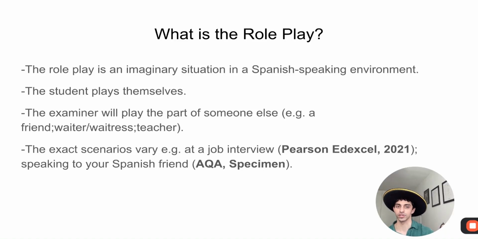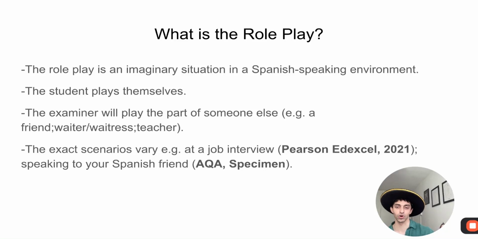Spanish is, of course, a really widely spoken language. So you could well find yourself doing a role play that is set in Central America or Latin America or a different part of the world instead. As a student, you would always play the part of yourself. That never changes in the role play.